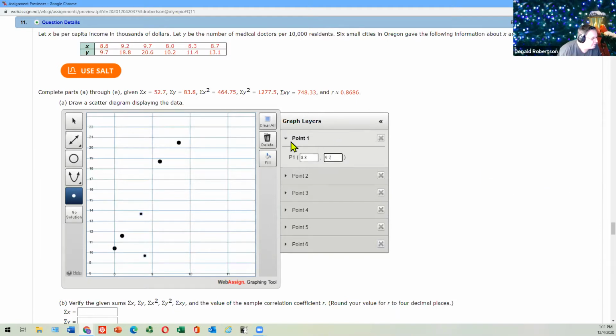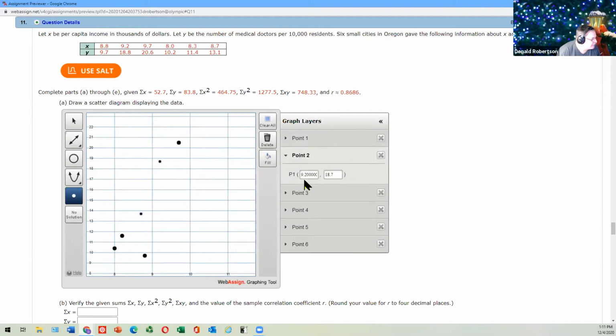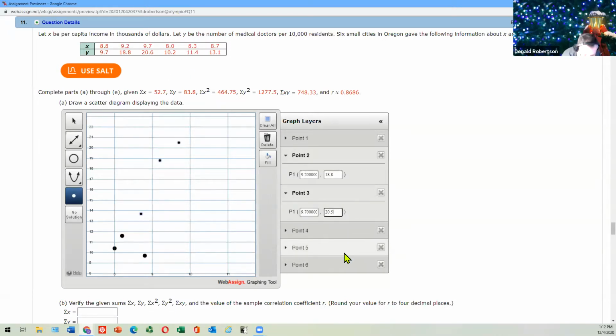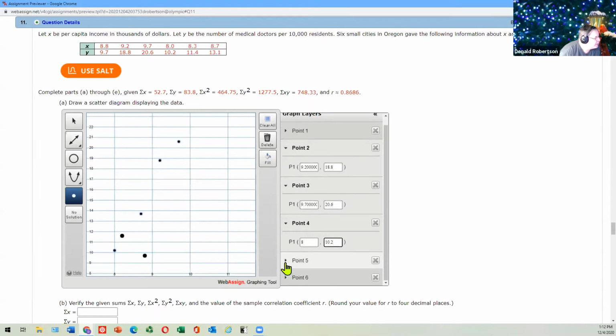So the first time round, you can just make your best guesstimate of its location. Right, the second point is 9.2, 18.8. Got that? Make that 8. Go to the third point. Should be 9.7, 20.6. That's it fixed. Go to the fourth point. Should be 8, 10.2. That was quite a bit out. Go to the fifth point.